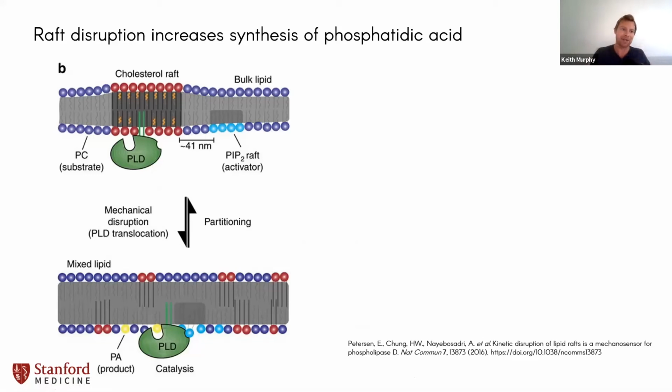But here's one example: you have a cholesterol raft and you have phospholipase D. So this is an enzyme that is tethered to these rafts. And then you have a substrate, here denoted PC. I actually am forgetting. That's phosphatidylcholine. Phosphatidylcholine is the substrate. And you have even one more molecule involved here. PIP2 is an activator of sort of the interaction between these two molecules.